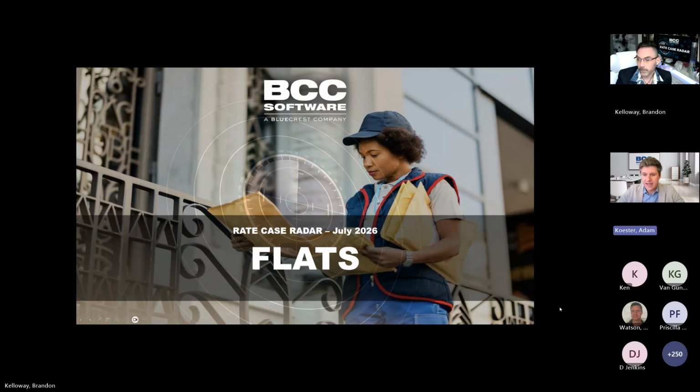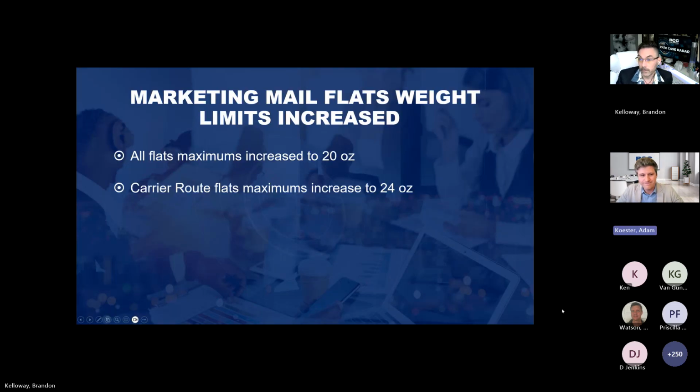And now just the changes for flats. One of the major things that's happening here is that marketing mail flats have had their weight limits increased. This is just to align across the board with what the flat sorting machines that the post office employs can actually handle. All flats, no matter what they're sorted to, will be increased to a maximum of 20 ounces. But if you're doing carrier route flats, those have been increased to a maximum of 24 ounces.